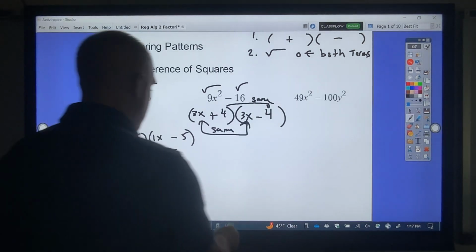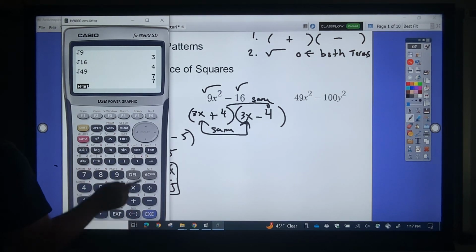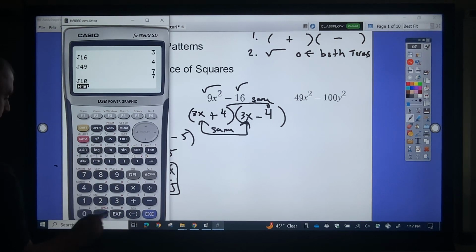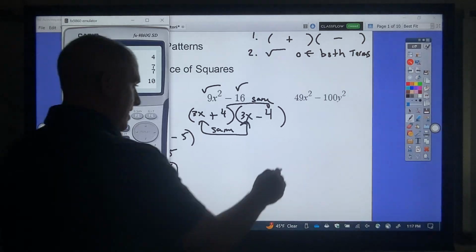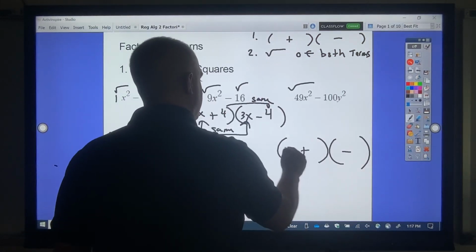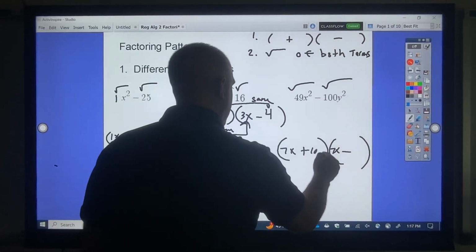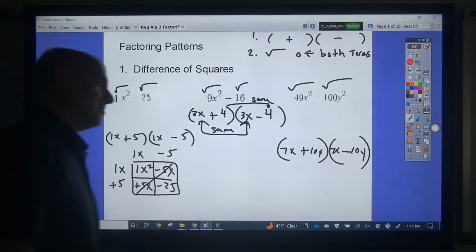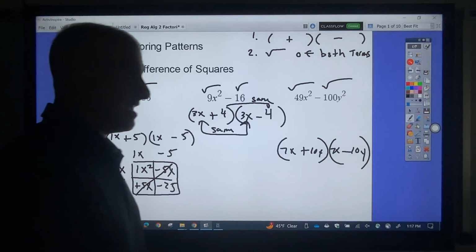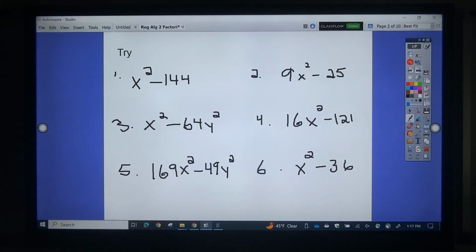So this one, I want to check that. Square root of 49, square root of 100. 7 and 10, all right? Good shape there. Plus, minus. Square root of that would be 7x, 7x. Square root of that. Now, just because it's a y squared, just put 10y. Just like you would with the x squared one, all right? And that's how simple that example is. Okay? Now you want to try these.